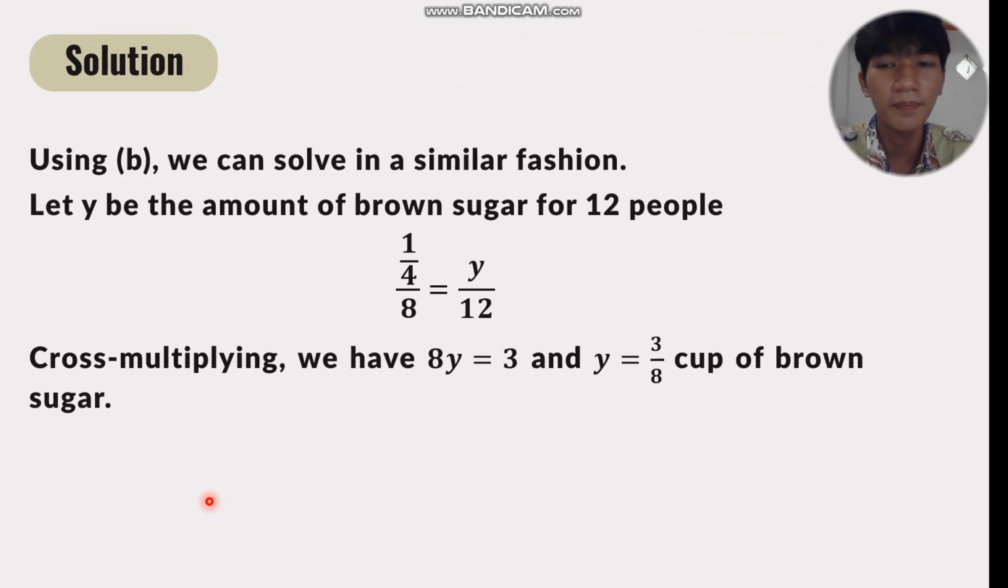And using B, we can solve in a similar way. Let y be the amount of brown sugar for 12 people. So 1/4 divided by 8 equals y divided by 12. Cross multiply, we have 8y is 3 and y is 3 over 8 cup of brown sugar.